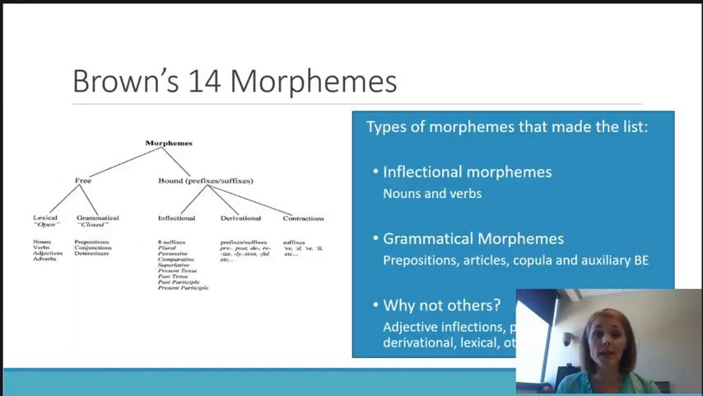So the types of morphemes that made his list, there's inflectional morphemes, both ones that go on nouns and verbs, and there are grammatical morphemes, including prepositions, articles, and copula and auxiliary be. The ones that didn't make the list, like adjective inflections, past participle, derivational morphemes, and other types of auxiliaries didn't make the list, like I said earlier, because they either didn't have an easily identifiable obligatory context or they just didn't occur with enough frequency in everyday speech to be used as a good measure.